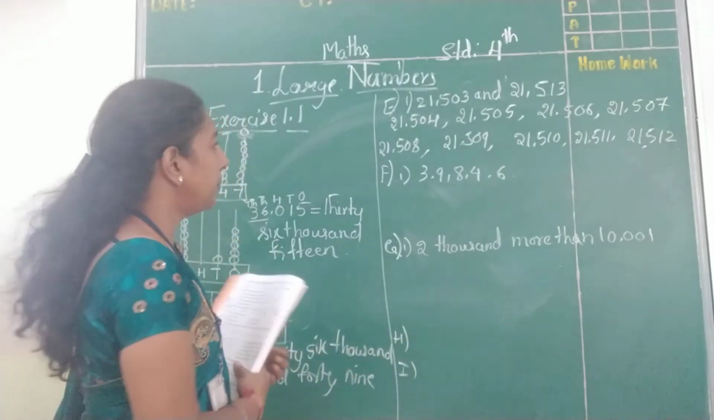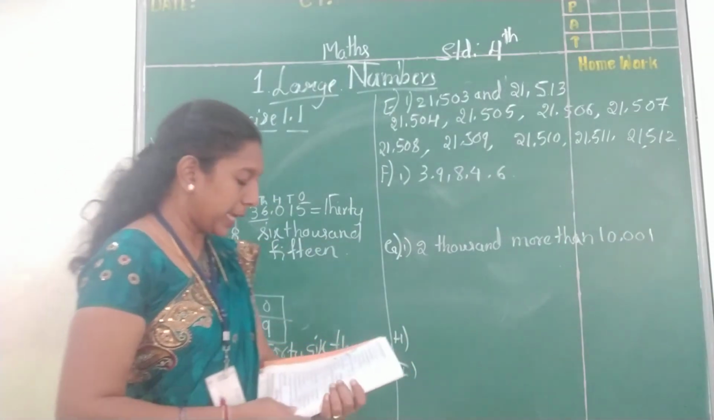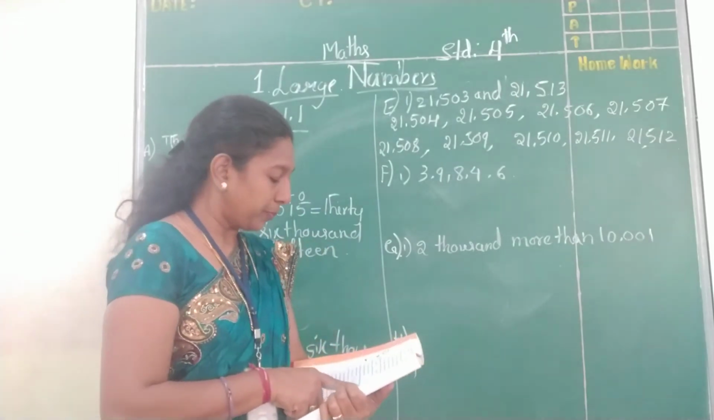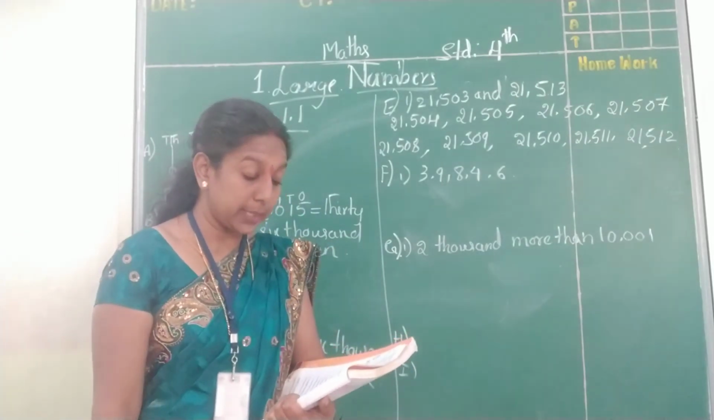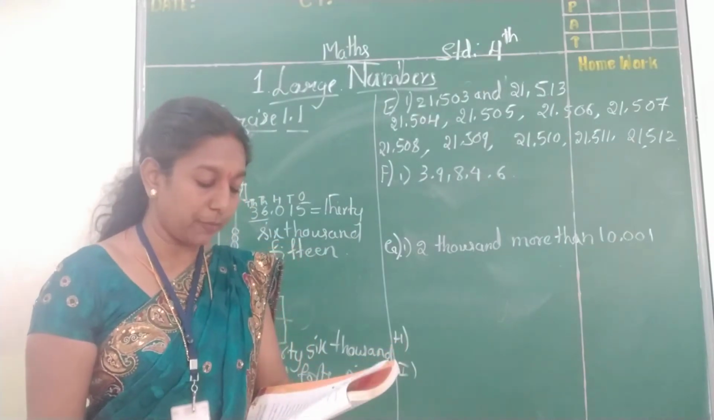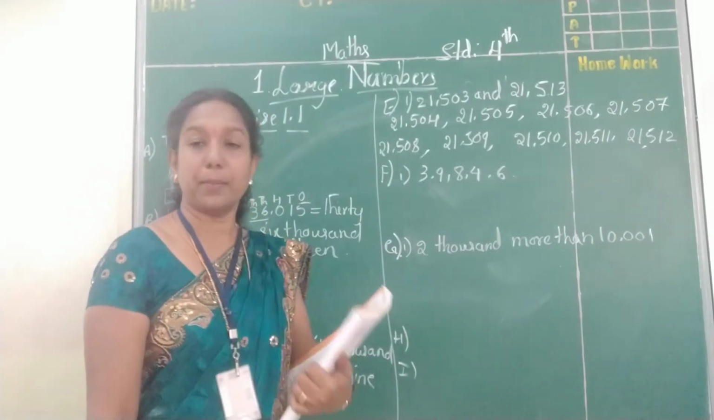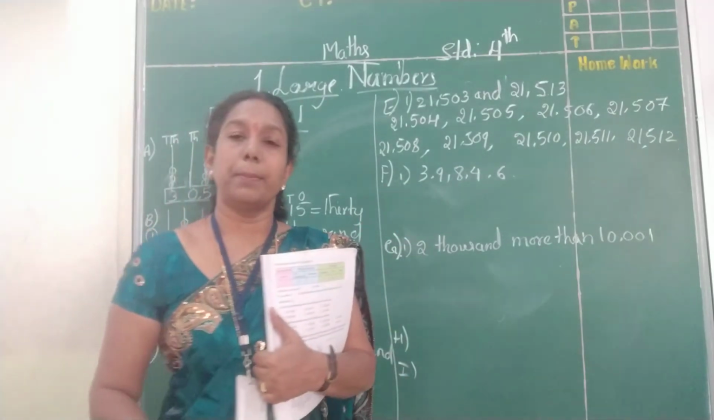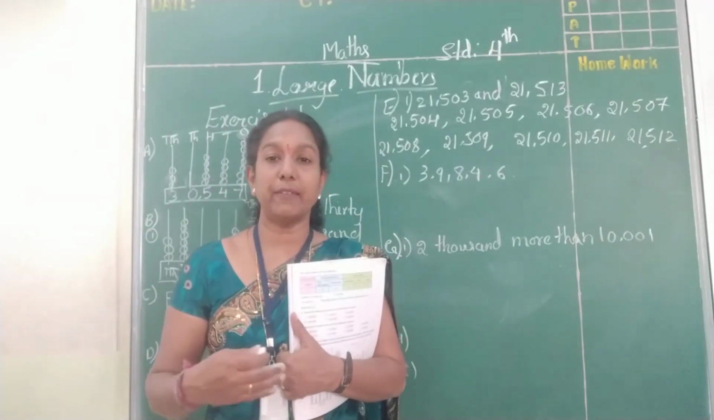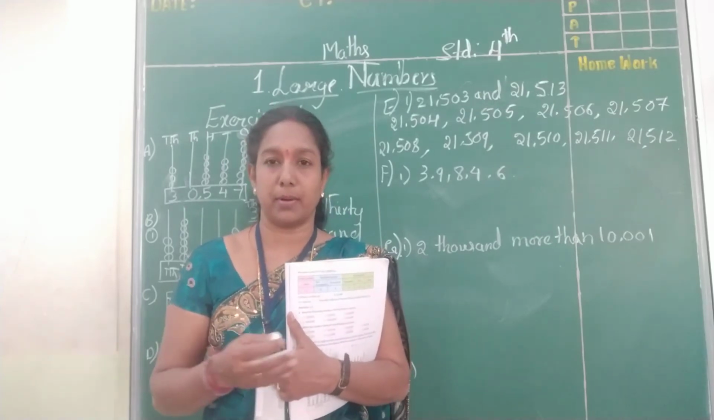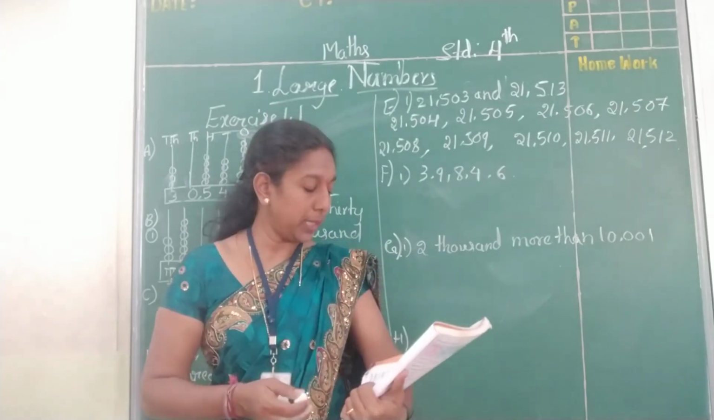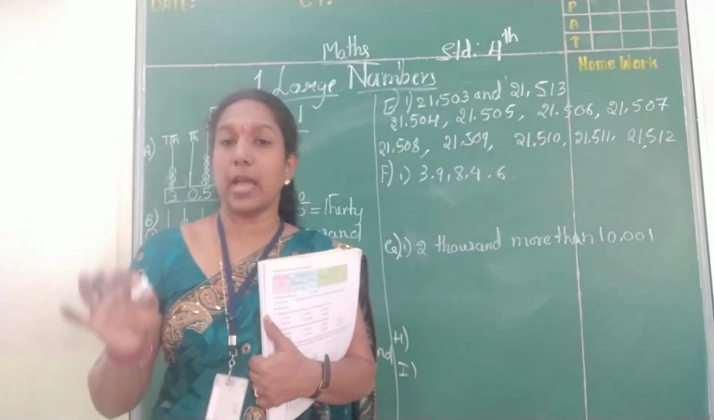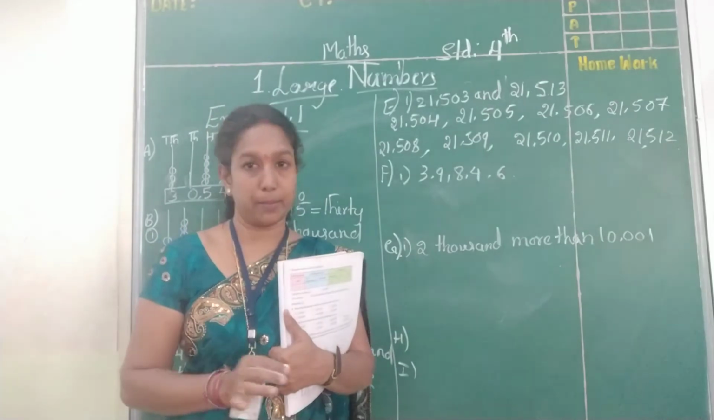Okay. Now let me take the next question. Like that only you have to solve the remaining 3 sums. Next, F. Make the greatest number possible using the following digits and write their number names. So they are given the digits here. By using those digits, we have to make a greatest number. Greatest, how many digits? 5 digits, because they are given here 5 digits. So we have to make a greatest 5 digit number.